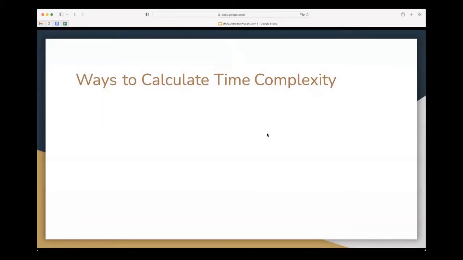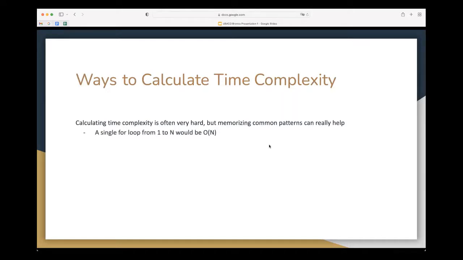Well, calculating time complexity is actually fairly hard, but there are often many ways to calculate it in a very simple way. The most common way to do this is just memorize a bunch of common patterns. And these common patterns don't have to be very complicated. For example, a single for loop from 1 to n would of course be O of n. But knowing that it's O of n can really help you save a lot of time just scanning through your code and looking at, oh, this is n, this is m, these cancel and whatever. Another common pattern is if you have nested for loops, each for loop would multiply in your time complexity. So for example, a for loop 1 to n nested within a for loop from 1 to m would just be O of n times O of m, which would be O of n m.